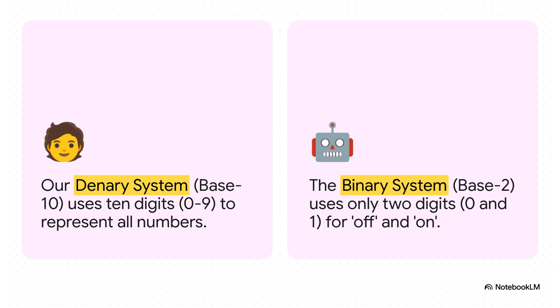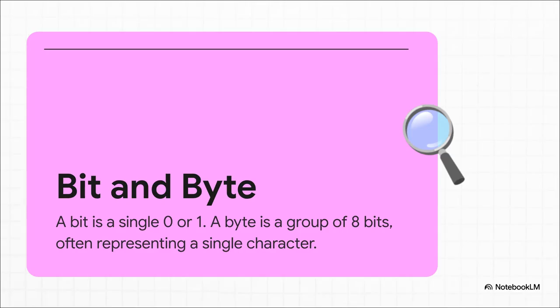It doesn't have fingers. It has millions of tiny electronic switches, and a switch can only be in one of two states, off or on. So its language is base 2, or what we call binary. It uses just 2 digits, 0 for off and 1 for on. That's it. Now, every single one of those zeros and ones is called a bit.